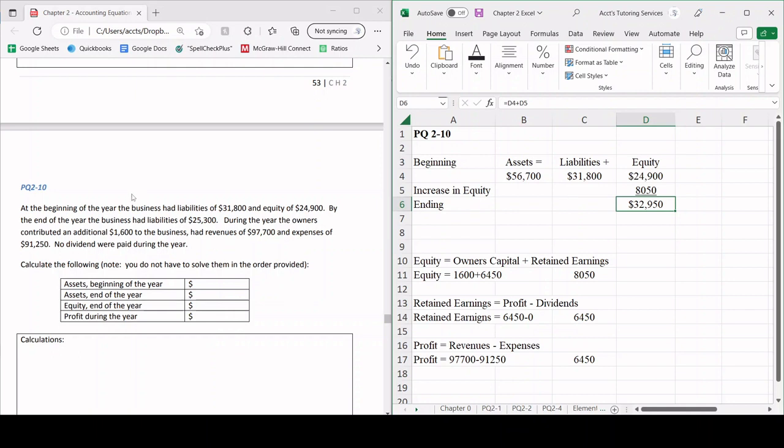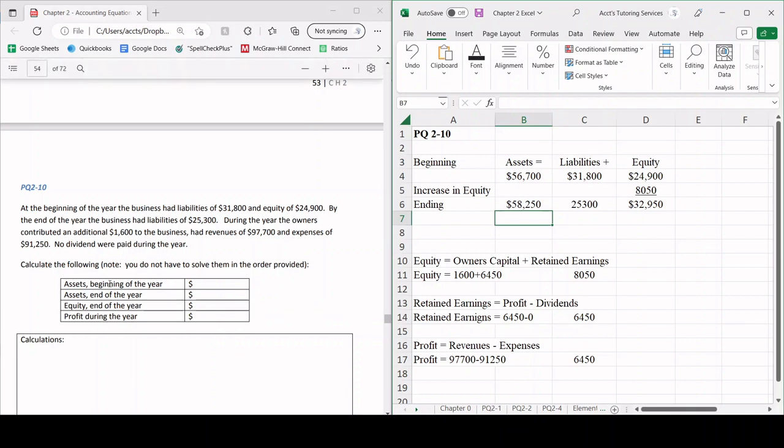And they also said that at the end of the year, the liabilities were 25,300. And now we have the numbers to calculate ending assets, 25,300 plus 32,950. So to regroup, assets beginning of the year is going to be 56,700. Assets end of the year is going to be 58,250. Equity end of the year is going to be 32,950. And profit during the year is going to be 6,450.